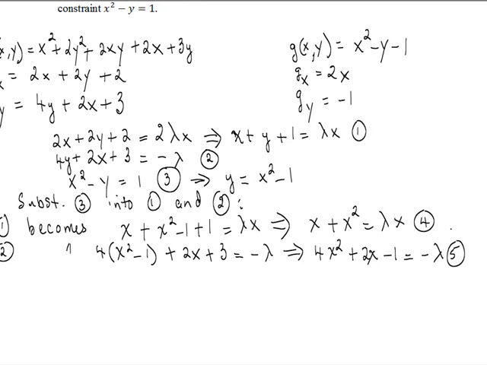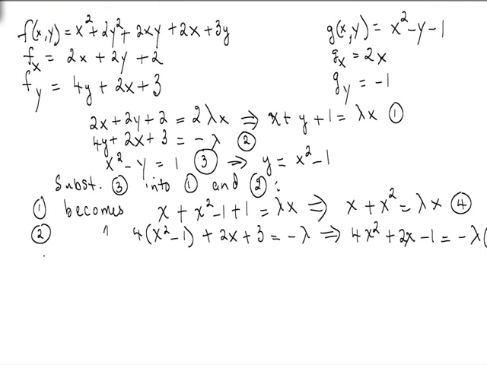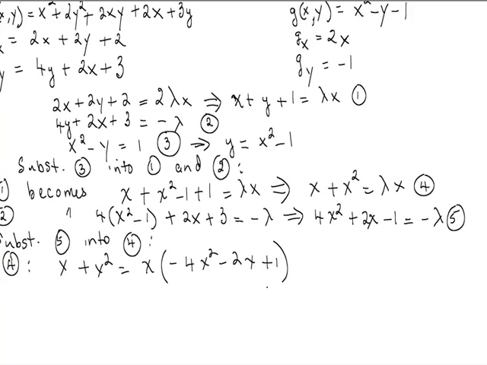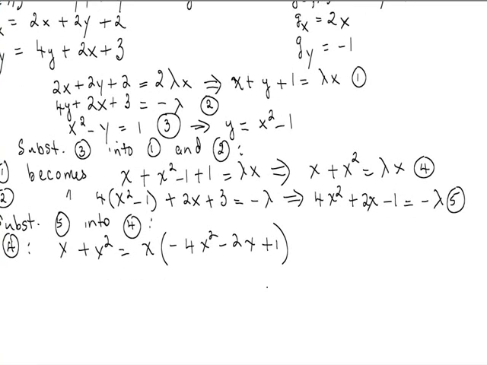Okay? So substitute 5 into 4. Okay, so 4 becomes x plus x squared equals x times lambda. From 5, lambda is minus 4x squared minus 2x plus 1. Now we get in somewhere. Now this is something that we can solve. We only have one variable, so let's do it. Distribute and solve for x.